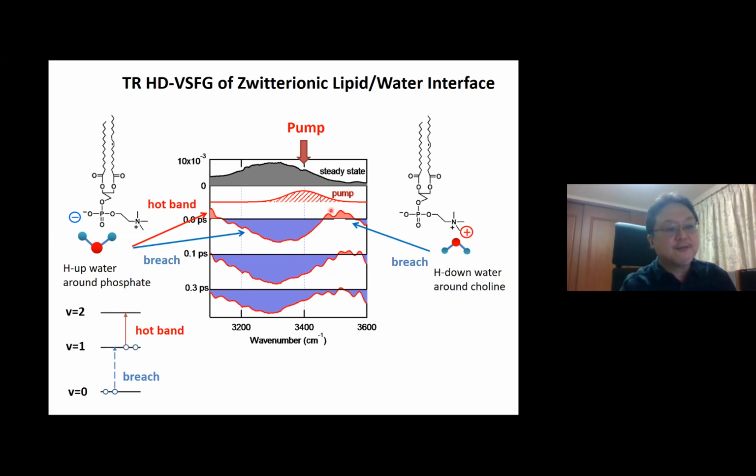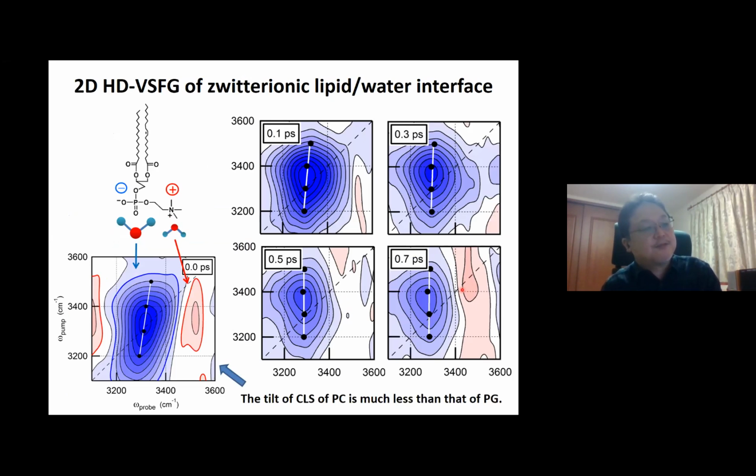So this positive feature appearing at time zero corresponds to the small amount of the H-down orientation of water around the choline. So this is the time zero spectrum. Certainly around time zero, we have the bleach lobe having the opposite sign, which corresponds to the water around the choline, in addition to the major bleach signal arising from the H-up orientation around the phosphate. Then spectral diffusion occurs on this time scale.